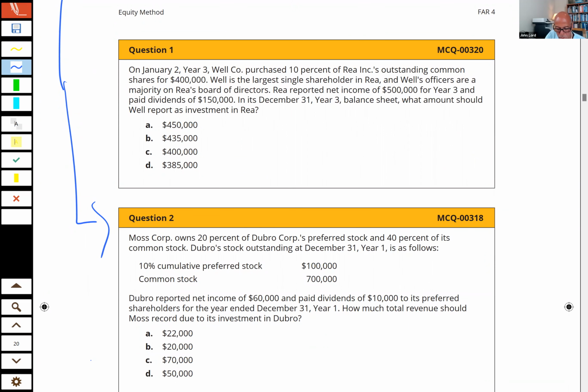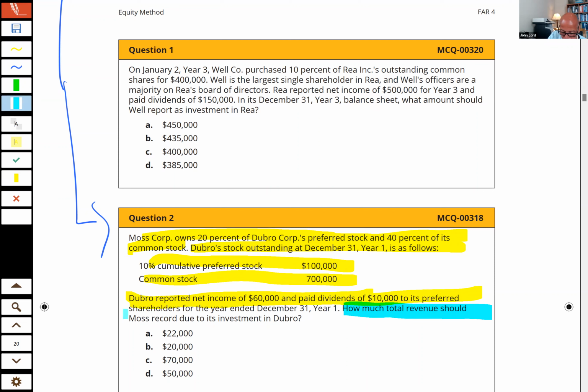They tell us Moss Corp owns 20% of Dubro Corp's preferred stock and 40% of the common stock. So we're going to use what? We're going to use the equity method because we're well past the 20% threshold for the common stock, right? The 10% cumulative preferred stock totals 100,000, and the common stock has a total of 700,000, which really isn't relevant to this question. Dubro reported net income of 60 and paid dividends of 10 to its preferred shareholders, and they want to know how much revenue we should take on this.